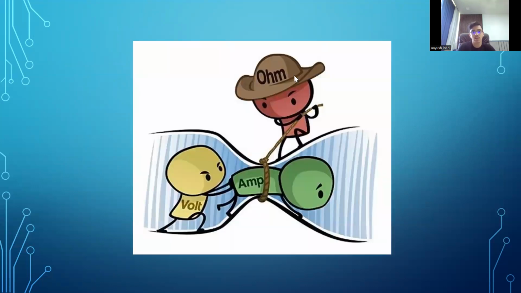So here we have a simplified diagram. The voltage or the EMF of a cell pushes the current around the circuit, but resistance opposes this change. The resistance opposes this current by preventing it from going through.